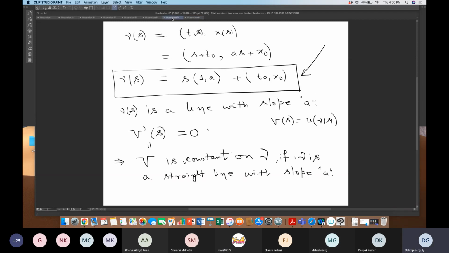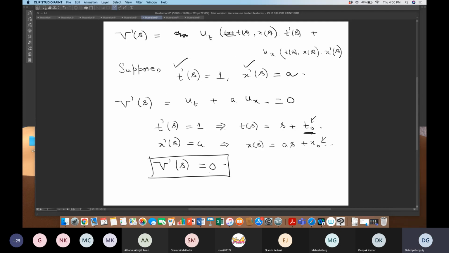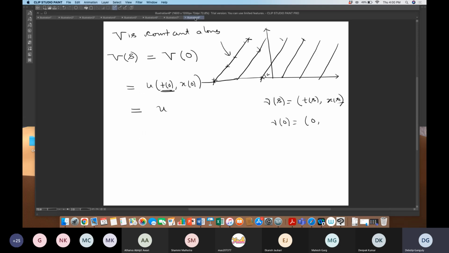Clear? Is it clear? So I say, because we have to find T naught, that T naught has to be 0, because these are straight lines hitting the x-axis. Yes or no? Because our domain starts from here, so at s equal to 0. Yes or no?